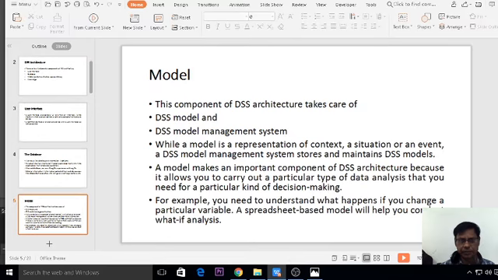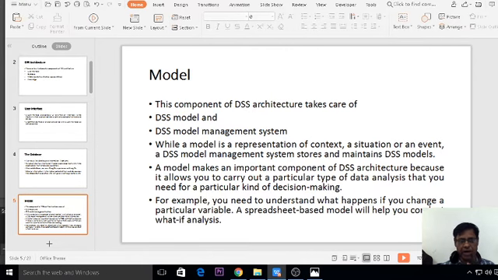Now the model. A model is a particular situation, a context model or a behavioral model. This component of DSS architecture takes care of the DSS model and the DSS model management system. A model is a representation of a context, a situation or an event. A DSS model management system stores and maintains DSS models. It is a part of the context or the whole model which is stored in the DSS.